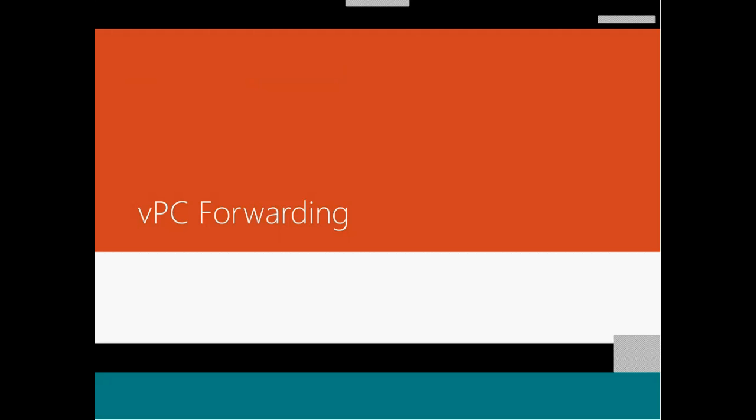All right. So I'll be starting with the next topic, that is the vPC forwarding. This will help us understand how the forwarding really works with the vPC-based design, and we'll also see what will happen in case there is a failure.